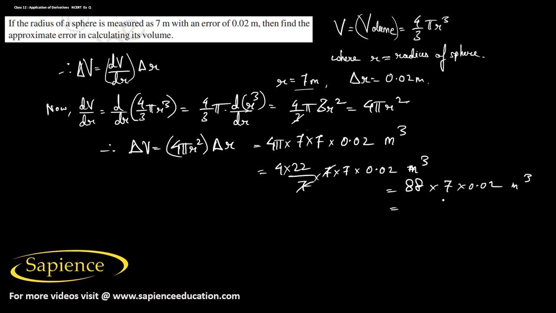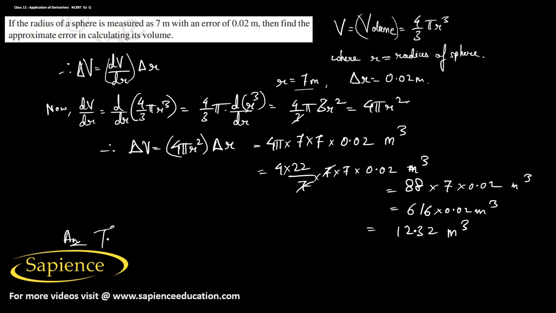So that will be, 7 8s are 56, plus 5, that is 61... wait, 616 into 0.02 meter cube. So that will be equal to 12.32 meter cube.